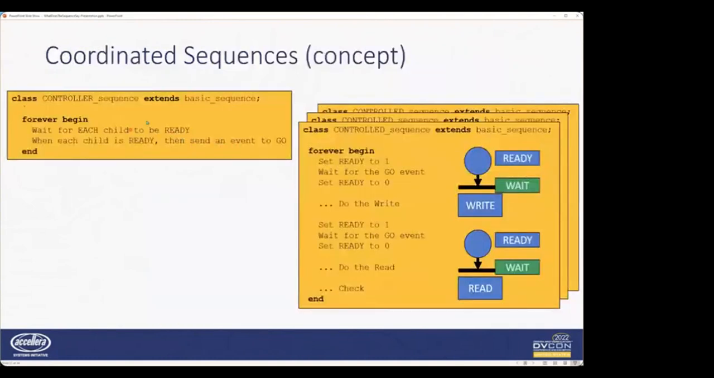So we just talked about what the controller does. It waits for everybody to be ready, and then it signals go. What do the controlled sequences do? They set themselves to be ready, they wait for go, and then once they get go, they do whatever they're going to do, reads or writes.